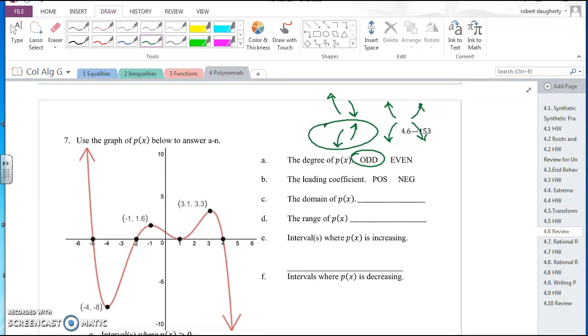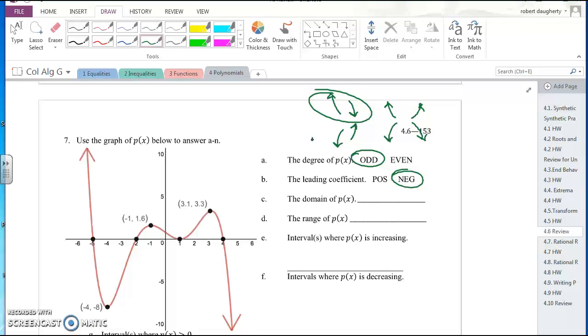Let me backtrack on that. So the leading coefficient here has to be negative. So it looks like an inverted x cubed. So this is a negative leading coefficient. If it were positive, it would be this scenario where it goes up on the right and down on the left. Okay, what is the domain of this function?